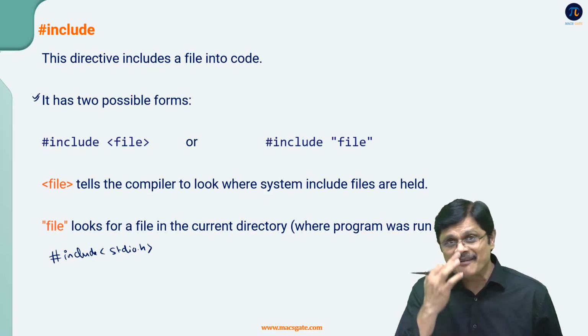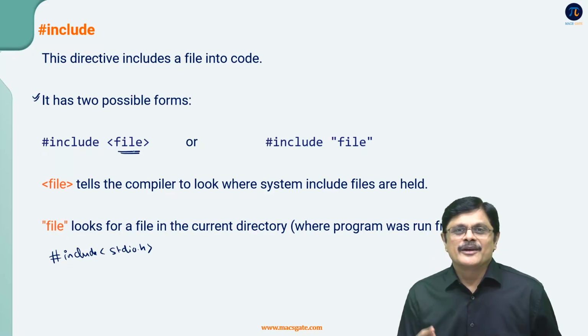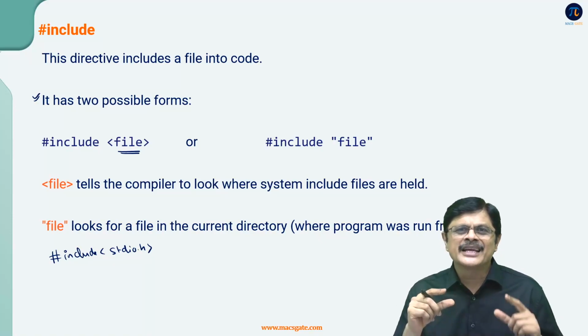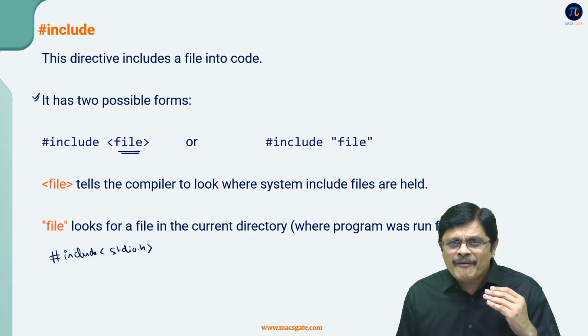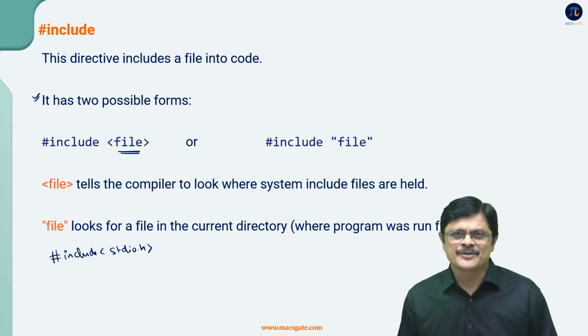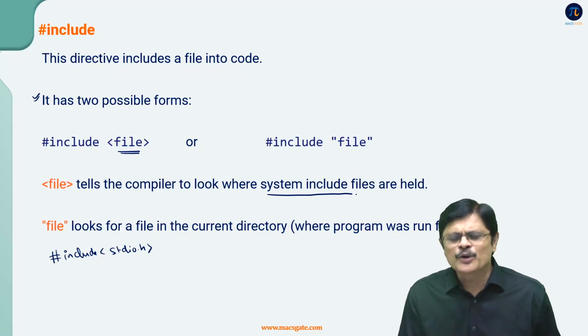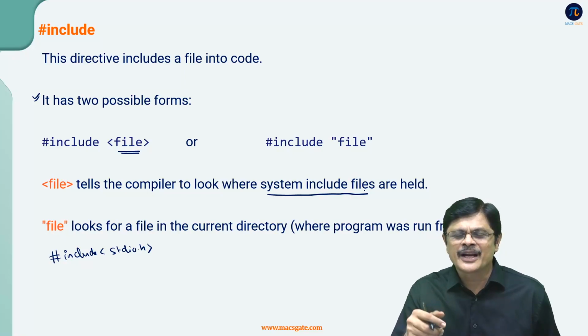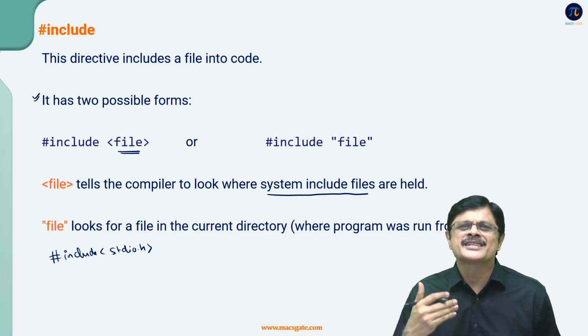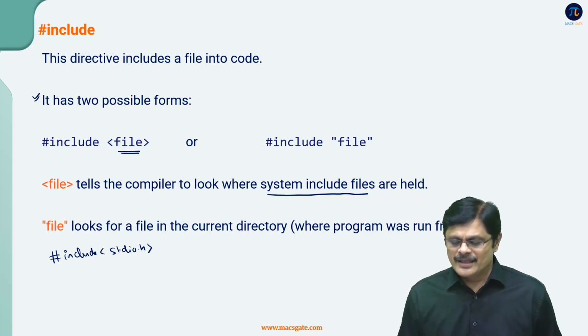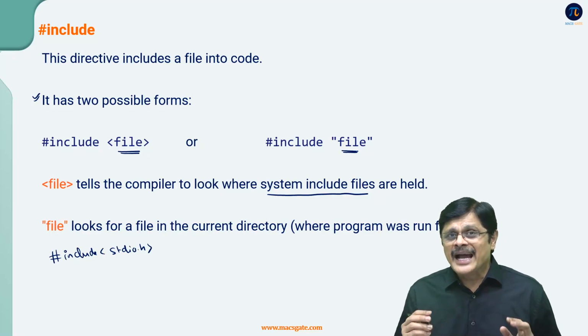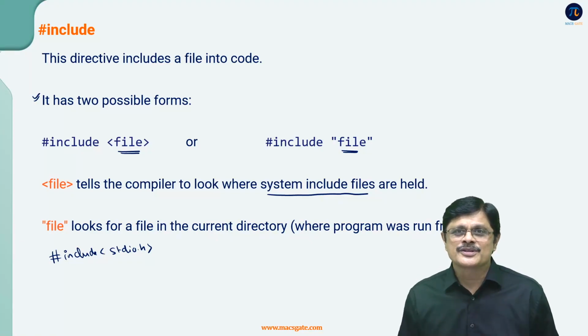And this #include has two possibilities. One is the file name written in angular brackets. Whenever the file name is included in angular brackets, the file is searched in the predefined directories or the system include files. Generally, these are the standard library files. The second form is #include with the file name written in double quotes. Whenever the file name is written in double quotes, the file is searched in the current directory. Generally, these are the files defined by you for your program.